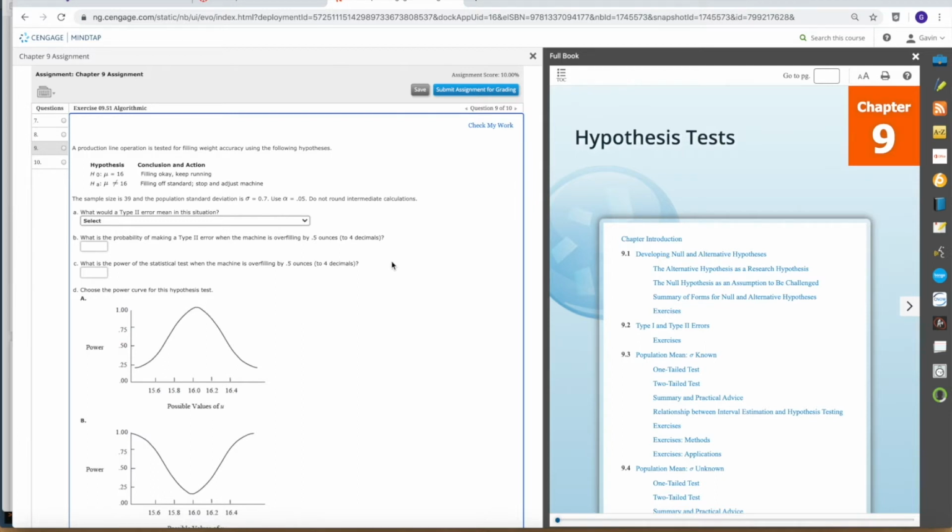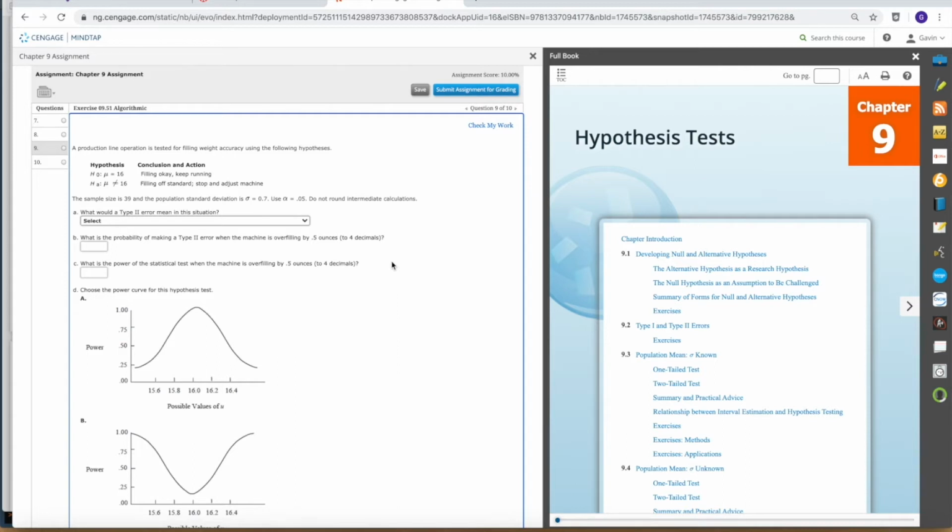So the true average filling weight will be mu. The null is that mu equals 16, and that's good. Filling is okay, keep running. The alternative is that mu does not equal 16. So filling is off of the standard, stop and adjust the machine. So this is an example where you might think, well, as long as the true mu is between, say, 15.9 and 16.1, we're good to go. But if the filling weight is 16.5 or more, it'll break our machine.